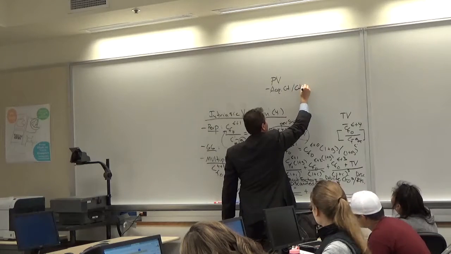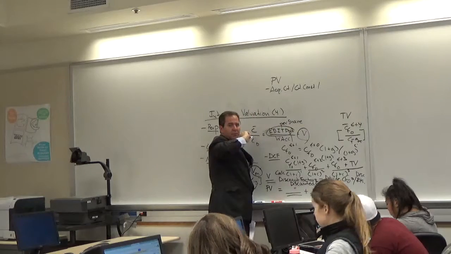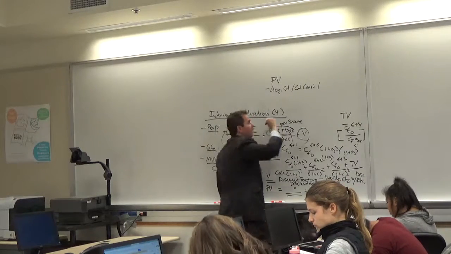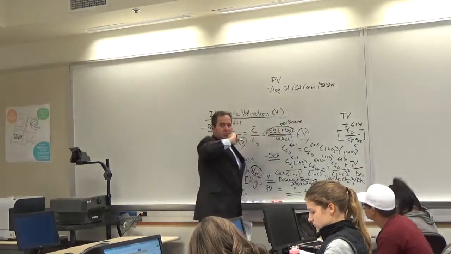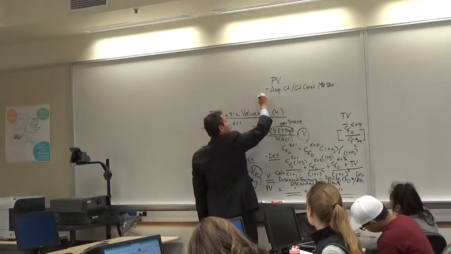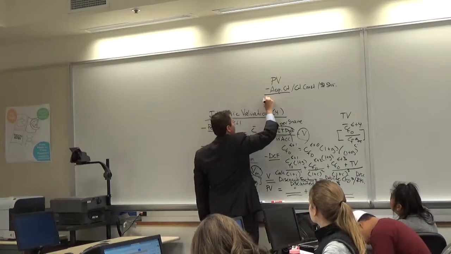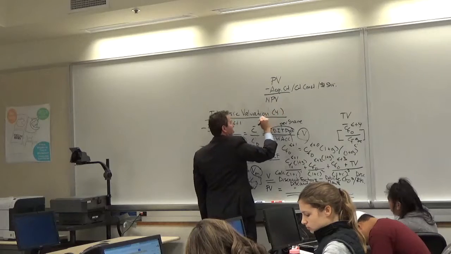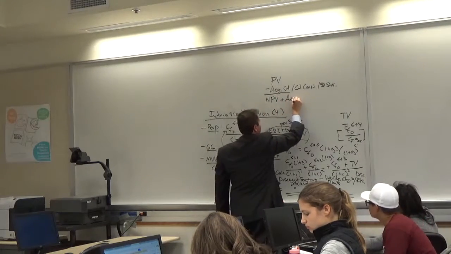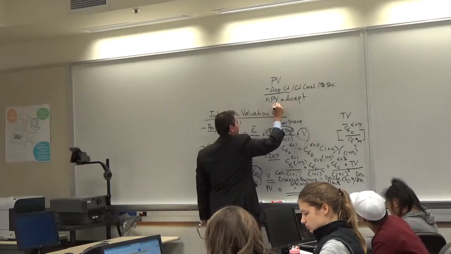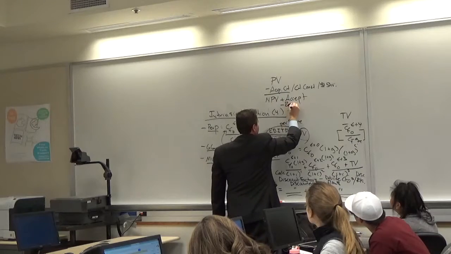The cost of construction. What else could it be? Could it be the price of the stock? Right. And what's this? Net present value. And if the net present value is positive? Success. And if the net present value is negative? Rejected. Everybody? Reject.